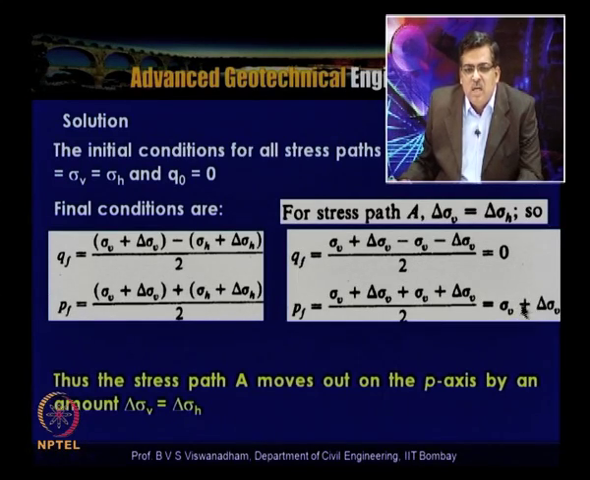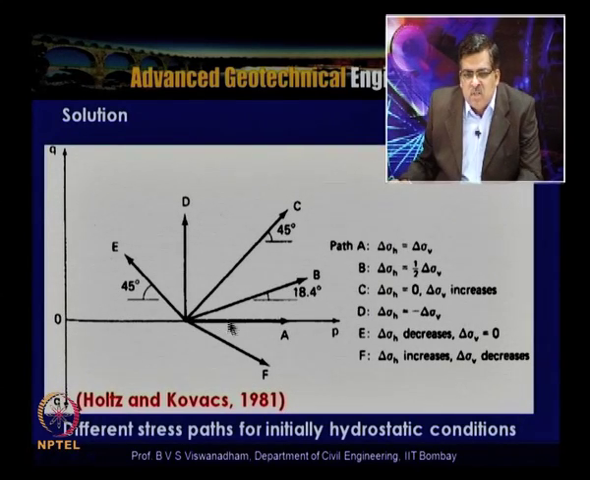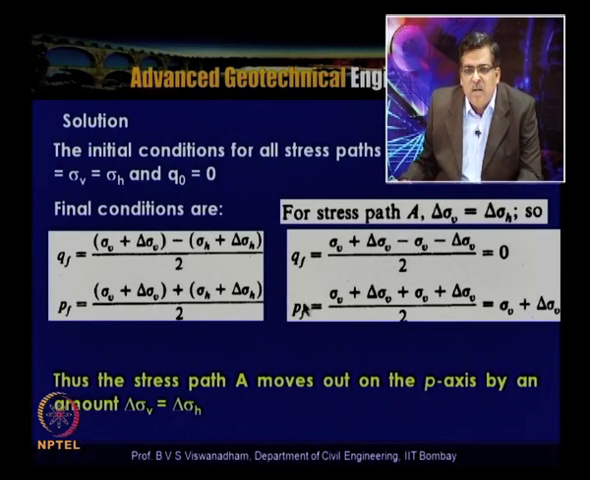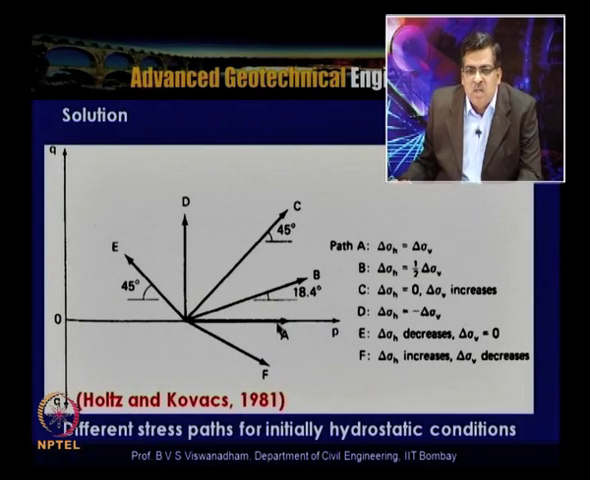So we can see that the stress path A moves out along the P axis by an amount equivalent to delta sigma V equal to delta sigma H. That means that the stress path, if you take delta Q by delta P, it is 0 by delta sigma V. So the stress path actually traverses along this, and it moves by a distance delta sigma H equal to delta sigma V. QF and PF are nothing but the coordinates where QF is equal to 0, that means the point is on the P axis or S axis, which is nothing but S is equal to sigma 1 plus sigma 3 by 2.